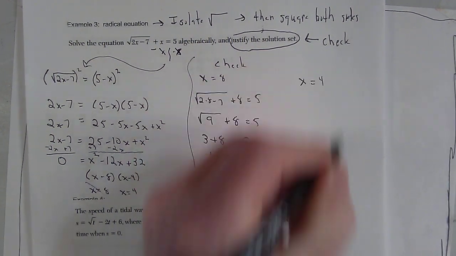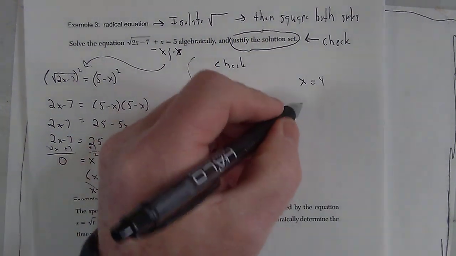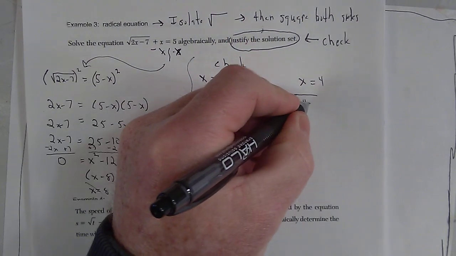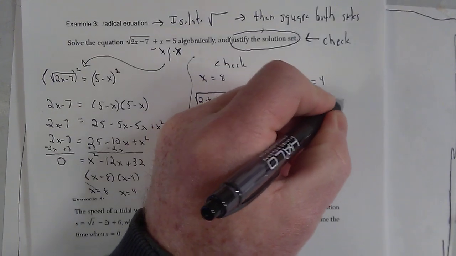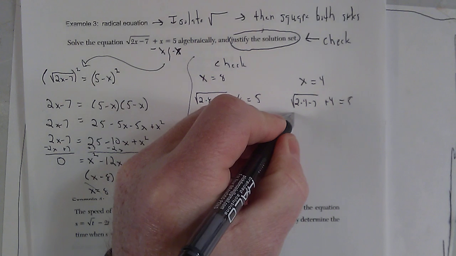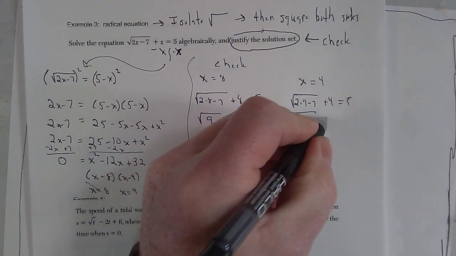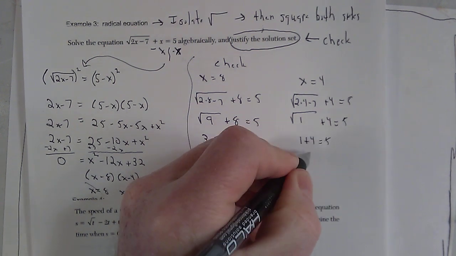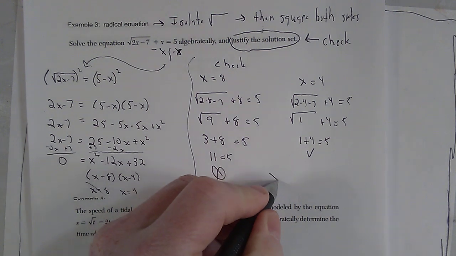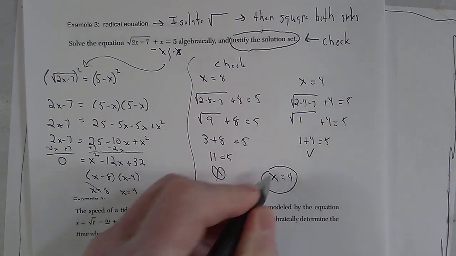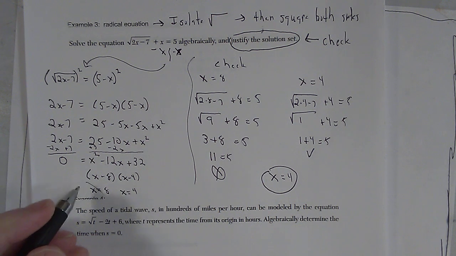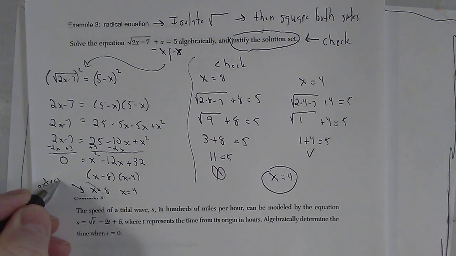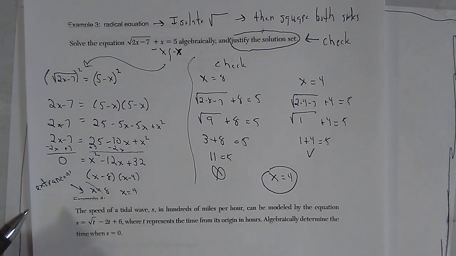If you do 4, then 2 times 4 minus 7, plus 4 has to equal 5. This is 8 minus 7, which is 1. Square root of 1 is 1. That checks. So x equals 4 is your solution. Remember, this guy here is extraneous.